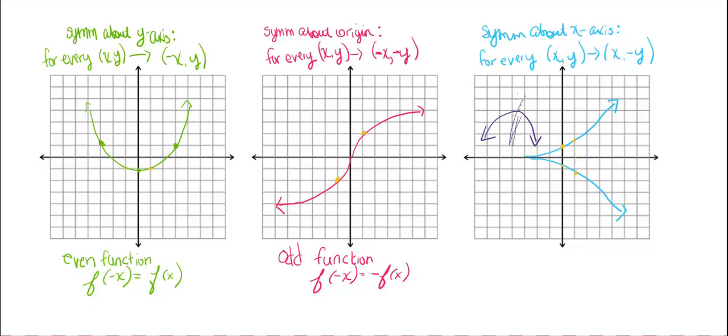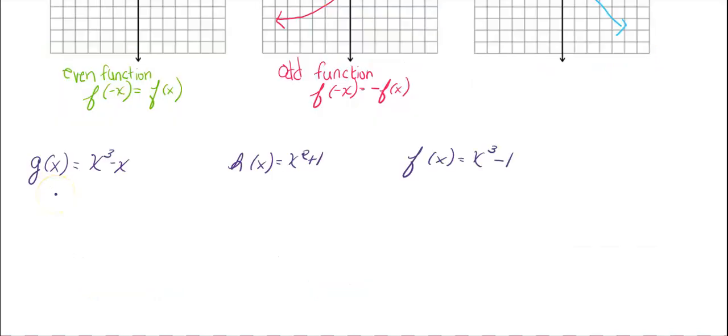So how do you test a function without graphing it to see if it is an even or an odd function? Well, let's figure it out by working some examples. So let's look at this first one: g of x equals x to the third minus x. I want to decide if it's even, odd, or neither. So what I'm going to do is solve this for g of negative x. In other words, for every x I see, I'm going to plug in a negative x.